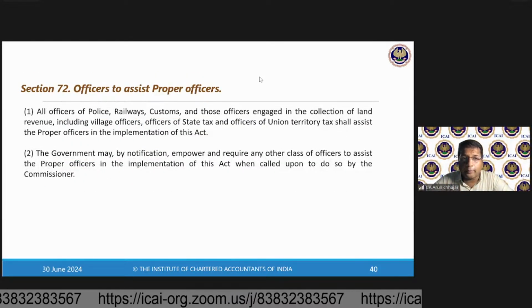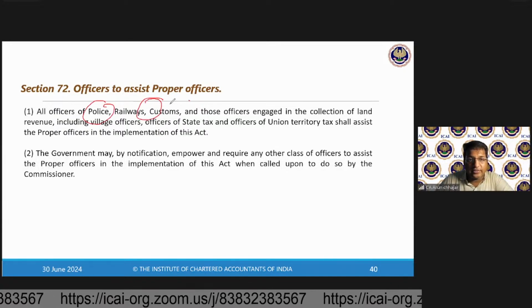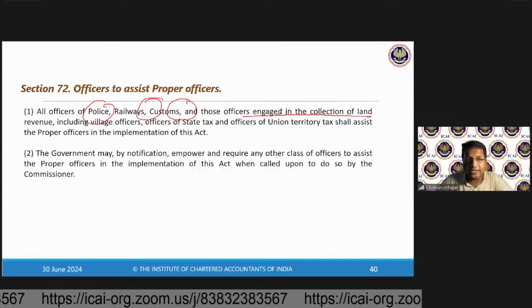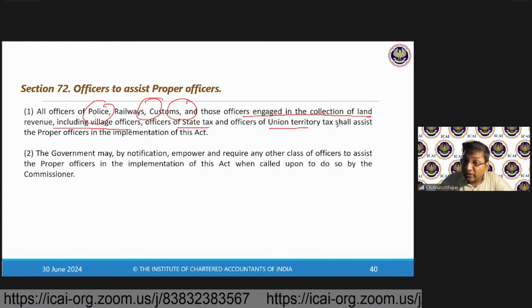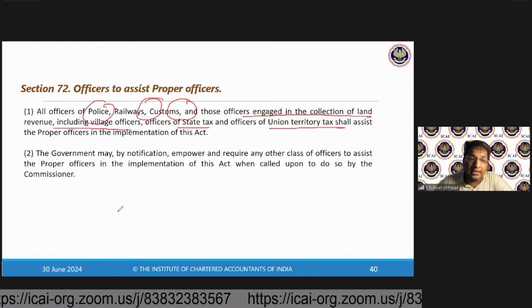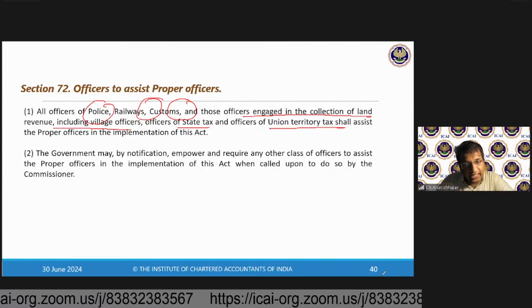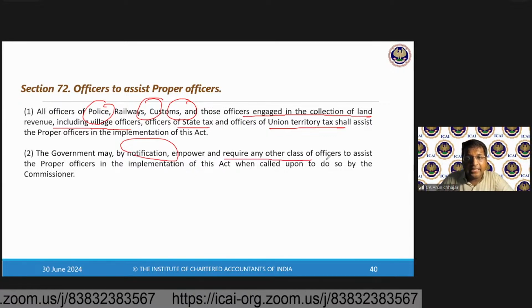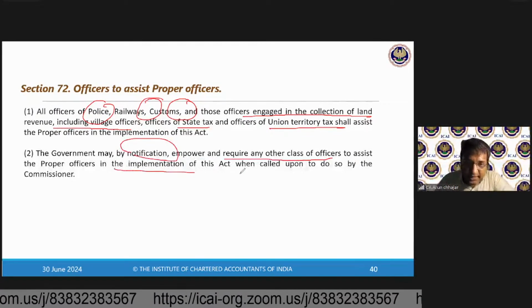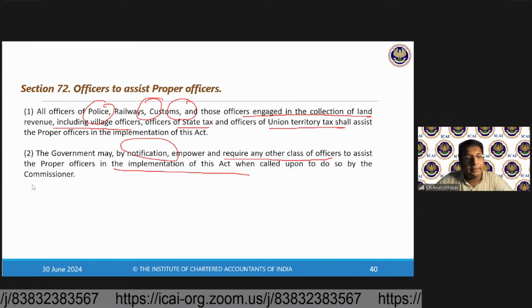Officers to assist the proper officer. So they are saying that police officers, railway officers, customs, and other officers engaged in the collection of land revenue, including village officers, state tax officers, UTGST officers, will assist the CGST officer in implementation of the GST Act. Government by notification can empower and require any other class of officers to assist the proper officer in implementation of the act, when called upon to do so by the commissioner.